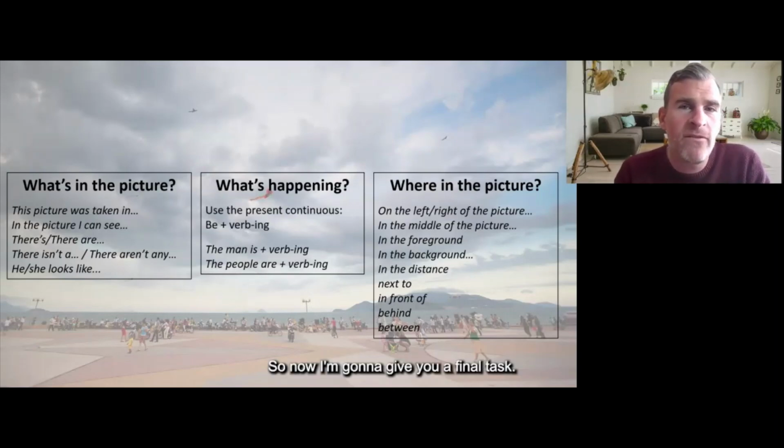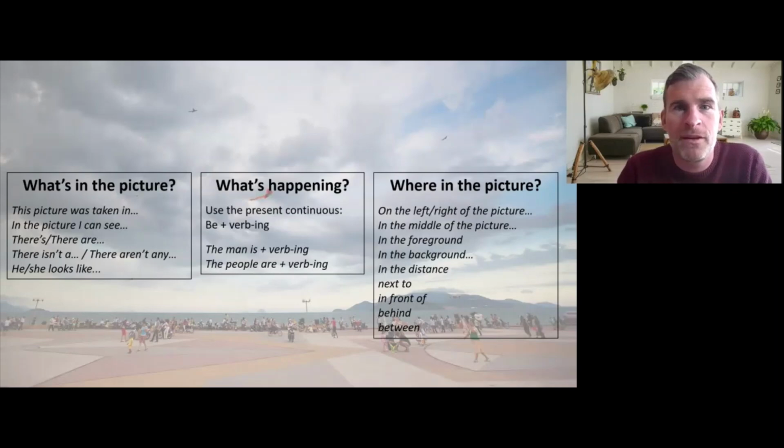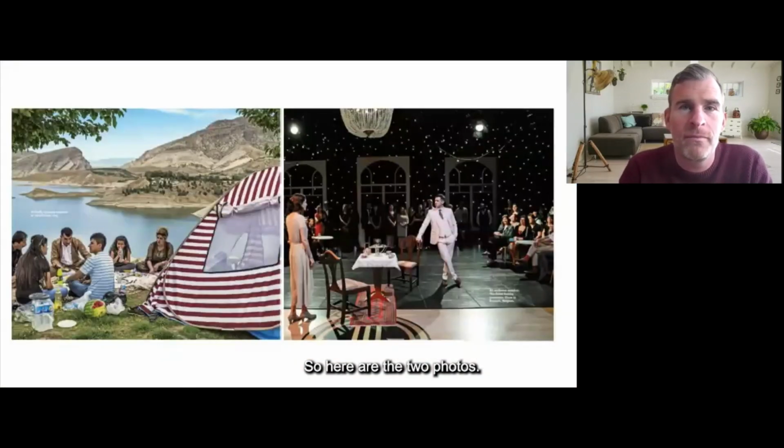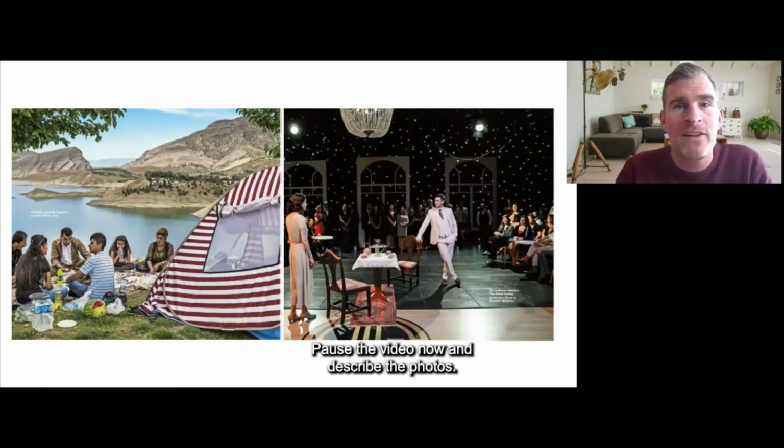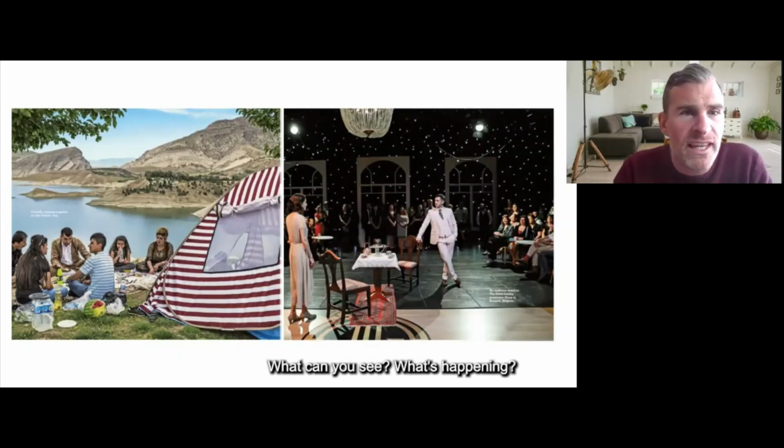So now I'm going to give you a final task. I'm going to show you two pictures, and I would like you to describe them in 4 or 5 sentences using the language we've just looked at. You can practice saying them, or if you want to, you can write them. You choose. So here are the two photos. Pause the video now and describe the photos. What can you see? What's happening? Where are the people? Where are the objects in the photo? Good luck.